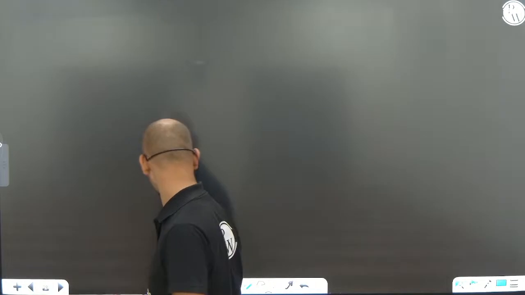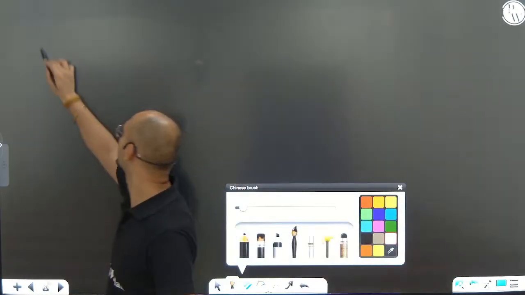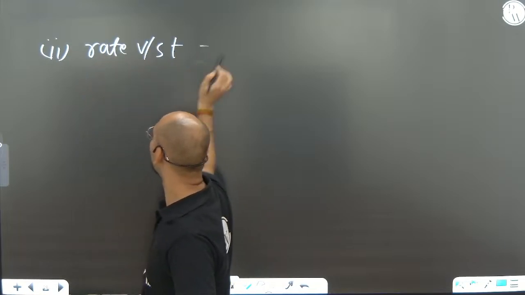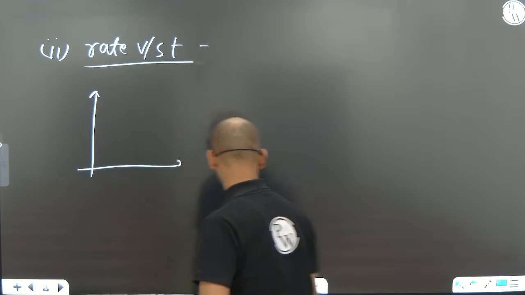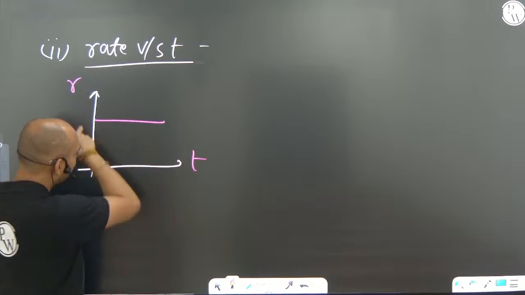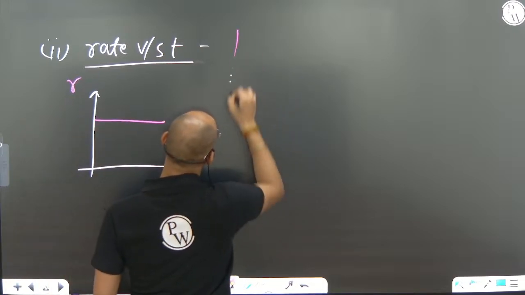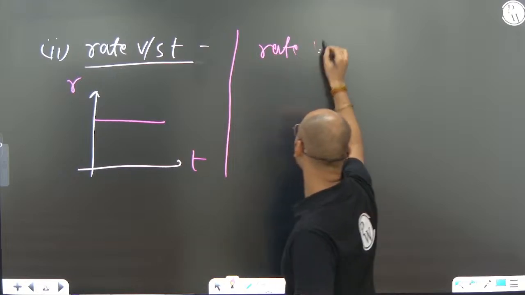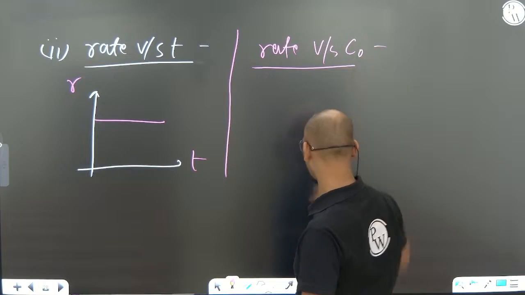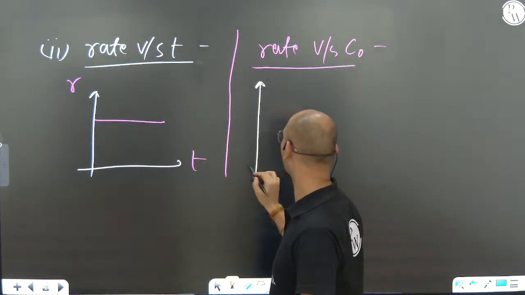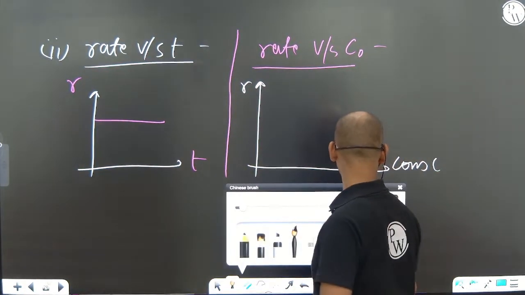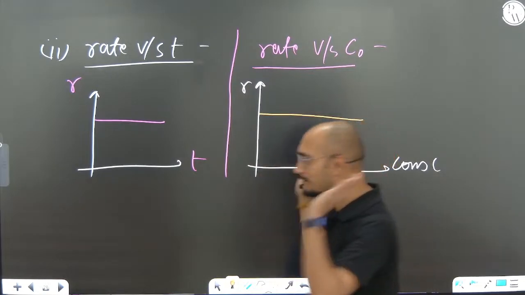Next is the second graph. We can write rate versus time. Always remember, because the rate of reaction for a zero order reaction is always constant, rate versus time will be a straight line. Or it can be rate versus concentration. What will be there? It will also be, because we know that the rate of a zero order reaction is constant, a straight line.